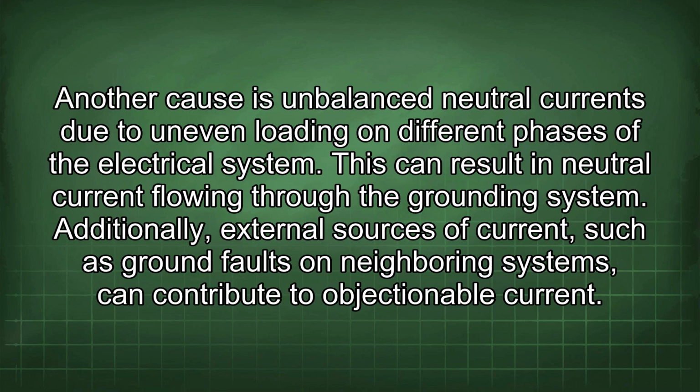Another cause is unbalanced neutral currents due to uneven loading on different phases of the electrical system. This can result in neutral current flowing through the grounding system. Additionally, external sources of current, such as ground faults on neighboring systems, can contribute to objectionable current.